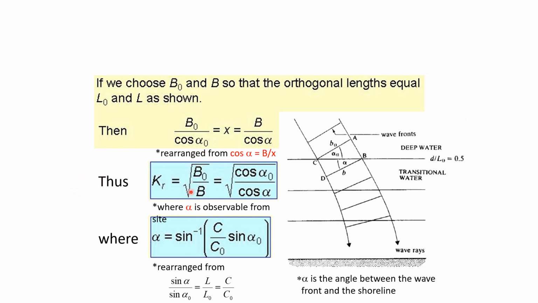So if alpha naught is the incidence angle of the deep water wave, which can be obtained based on offshore wave observation, then alpha can be obtained from nearshore wave observation, or it can also be obtained from the previous slide by rearranging it so that we can obtain alpha as the arcsine of C over C naught times sine of alpha naught.